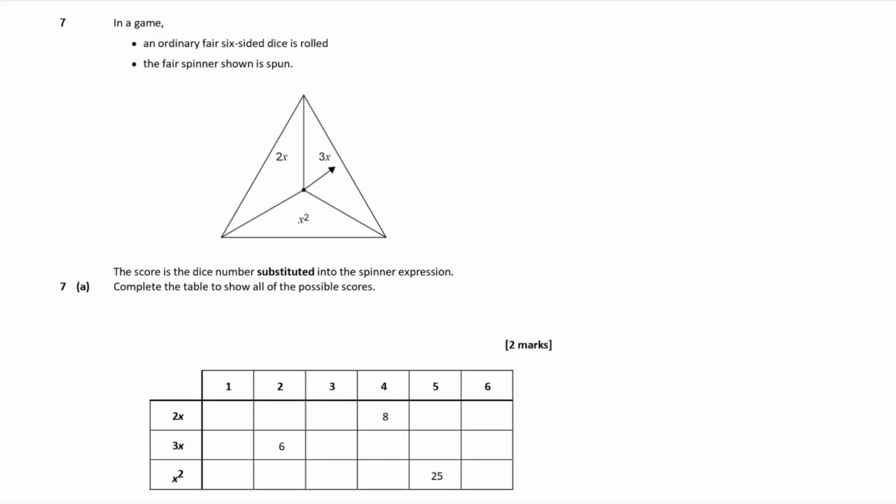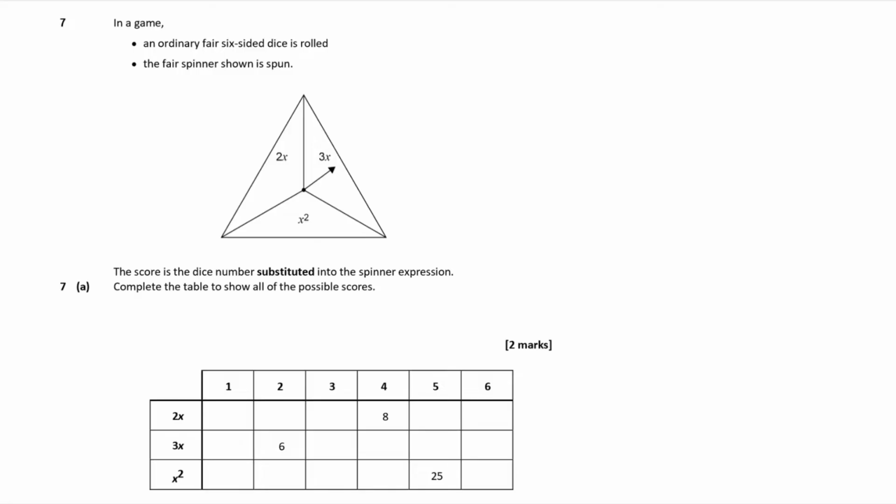Question 7. In a game, an ordinary fair 6-sided dice is rolled. The fair spinner shown is spun. The score is the dice number substituted into the spinner expression. What a fun game. Complete the table to show all of the possible scores.